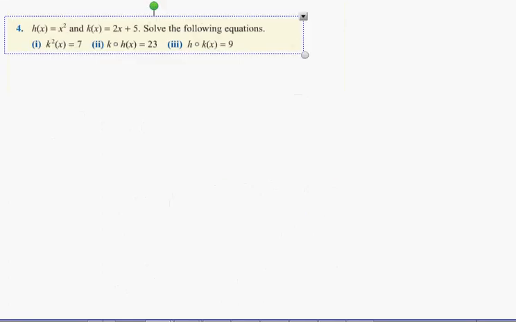Okay, question 4. h of x is x squared. k of x is 2x plus 5. Solve the function k2 of x equals 7. This means do the k function twice. We're basically doing this.